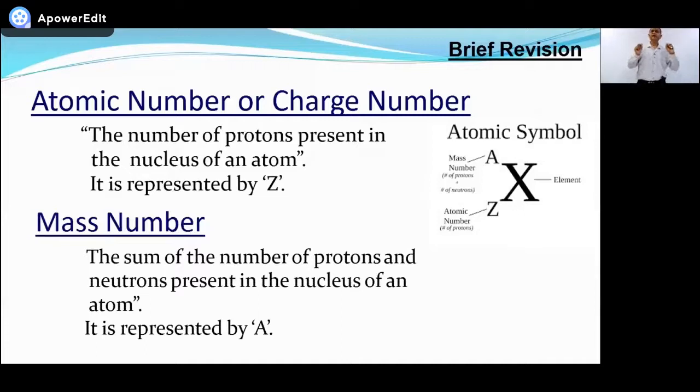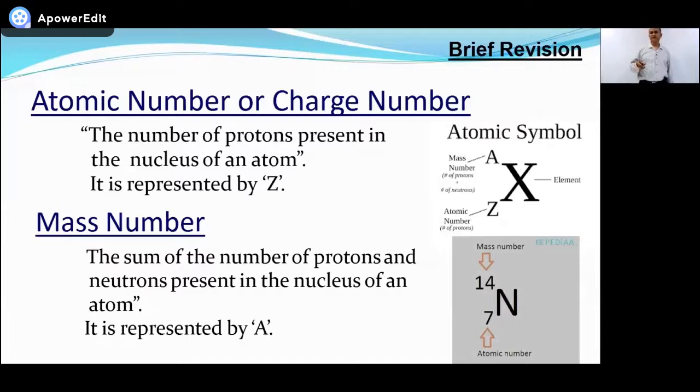All right. If you see two numbers written with the symbol of an element, then the smaller number always represents what? The mass number. Or rather, I'm sorry, the smaller number always represents the atomic number, and the bigger number always represents the mass number. As you can see over here, N is the symbol of nitrogen. Two numbers are written, 7 and 14, then the smaller number represents the atomic number, and the bigger number represents what? The mass number.